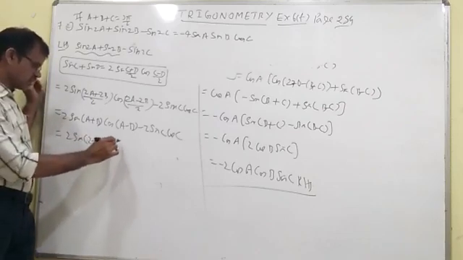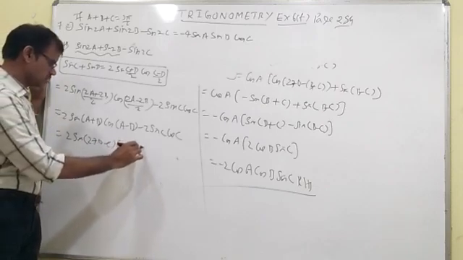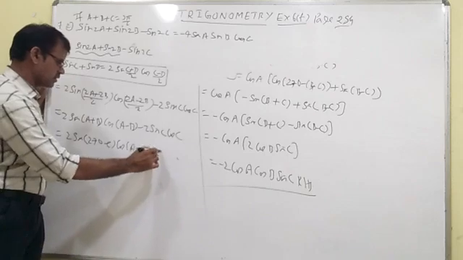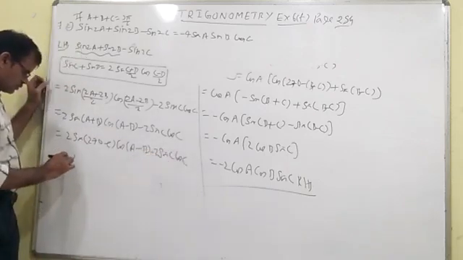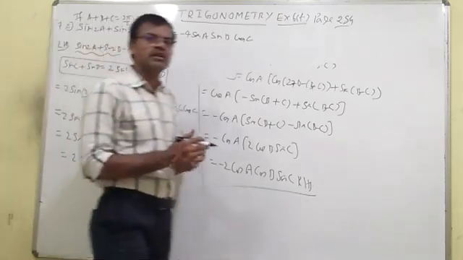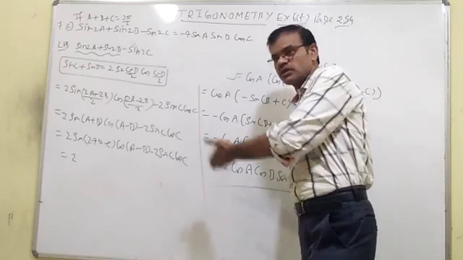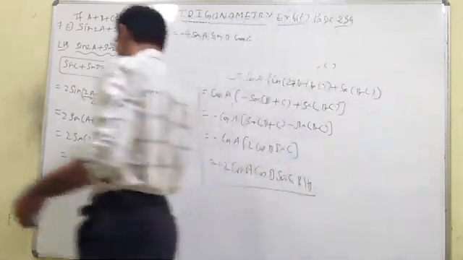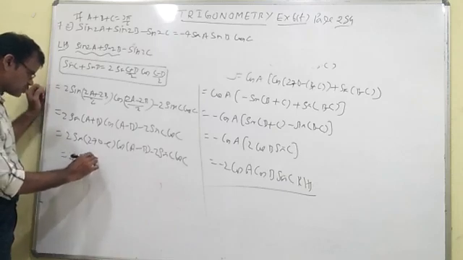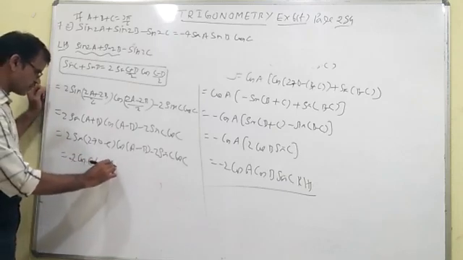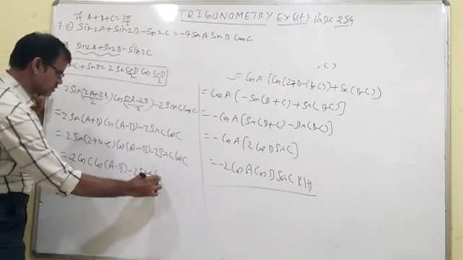270 minus c. At least understand this much. 2 sin of 270 minus c into cos of a minus b minus 2 sin c cos c. So sin 270 minus theta becomes minus cos theta. So 2 sin 270 minus c becomes minus 2 cos c into cos of a minus b minus 2 sin c cos c.